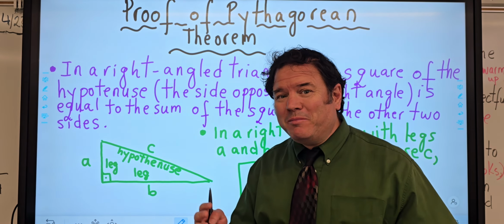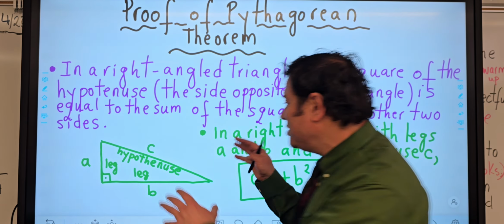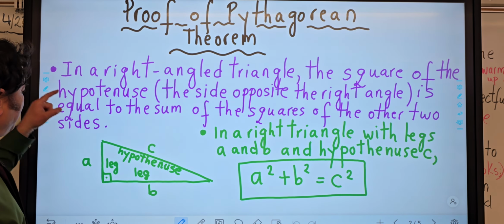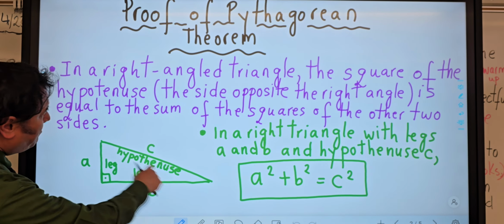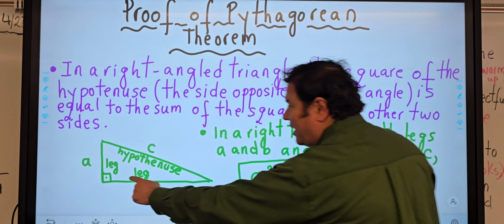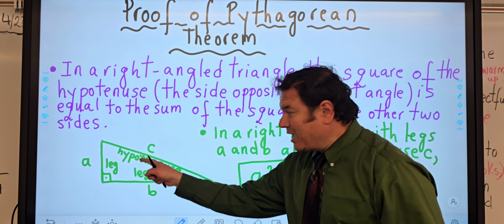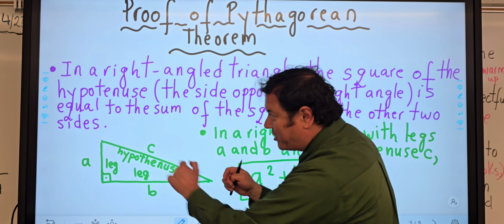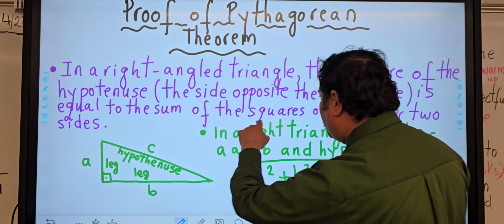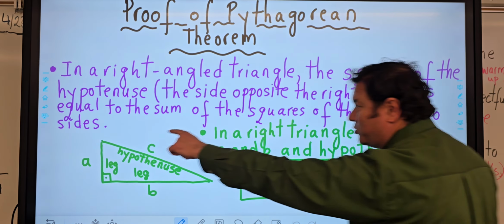Today we are going to do a proof of the Pythagorean Theorem. The Pythagorean Theorem is telling us that in a right triangle, the square of the hypotenuse, or the side opposite of the right angle, is equal to the sum of the squares of the other two sides.